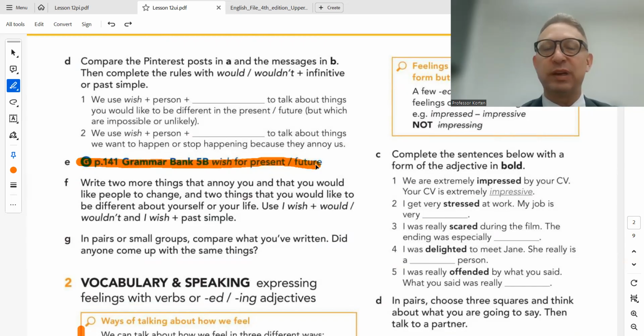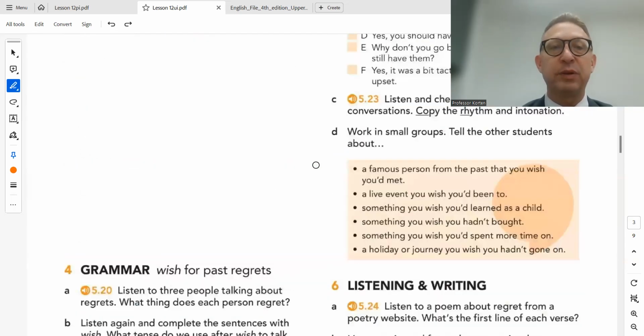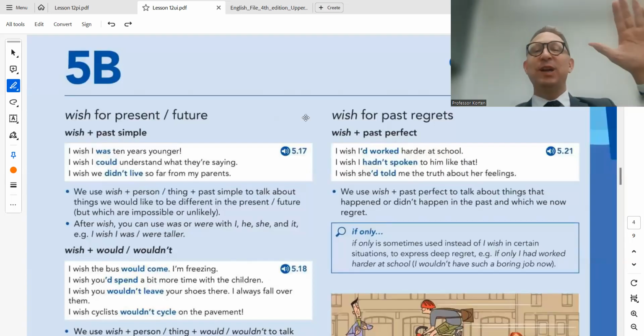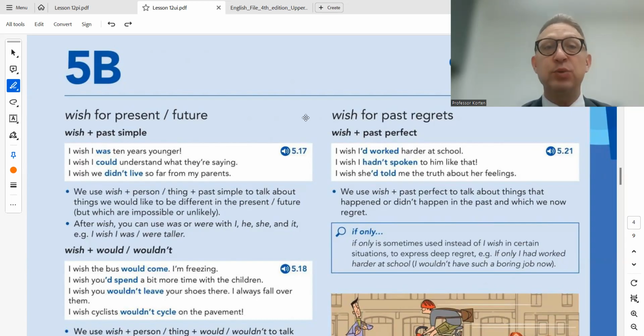We're just gonna go straight to the grammar file. Now, the grammar file is a bit confusing. Let me explain. On the one side is what we're going to look at now, wish with present and future. And later in the chapter, you have wish with past regret. So let's go ahead and look at the first part, present and future. Now notice, if you're gonna wish something about now or the future, you use the past simple or would. It's just like second conditional.